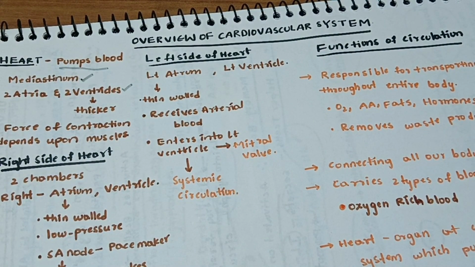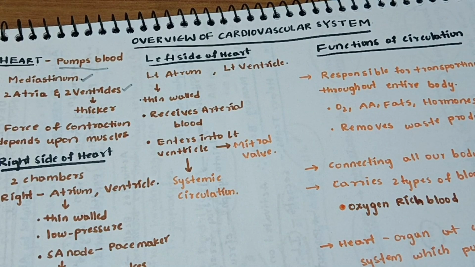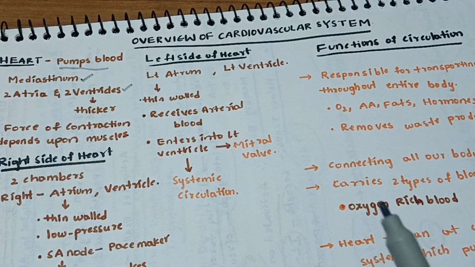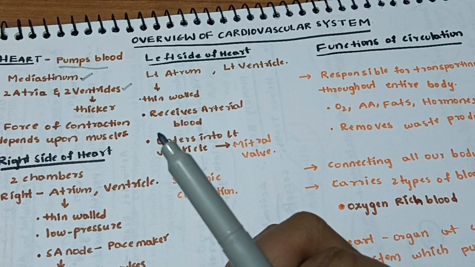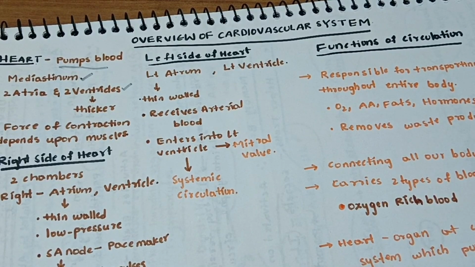So what is the heart? Heart is an organ whose main function is to pump the blood. And where is it present? It is present in the mediastinum, the space between two lungs, right? So it contains two atria and two ventricles, whereas the two ventricles are thicker than the atria, whose function is to contract.